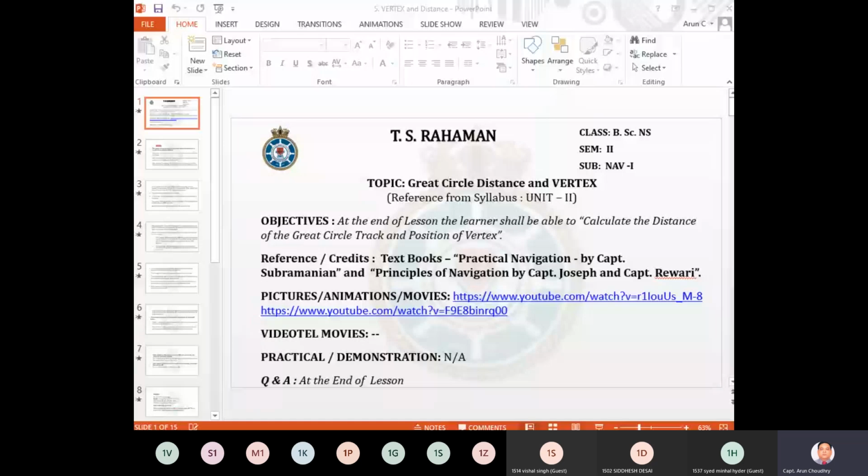Okay, just for your information, I've started the recording, and we had left halfway. I mean, we had not completed the topic vortex. So I will continue with that. Of course, we have finished with what is vortex, but today we will see how to calculate the latitude of the vortex.